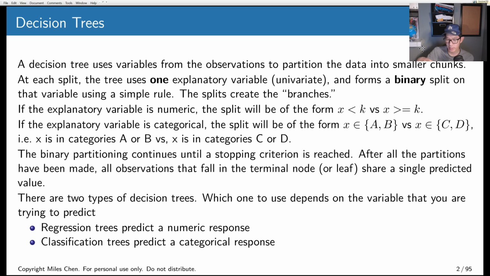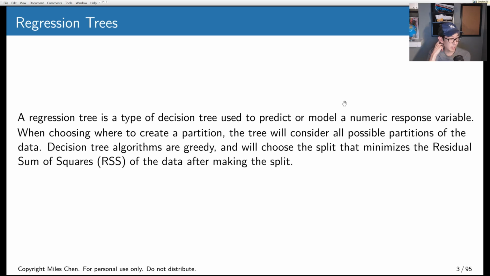At the end, every single observation that fits a terminal node, or terminal leaf, gets one single predicted value. As for the value that gets predicted, you can predict a numeric value, and that would be a regression tree, or you can predict a classification, a category, and that would be a classification tree. So let's first talk about regression trees.